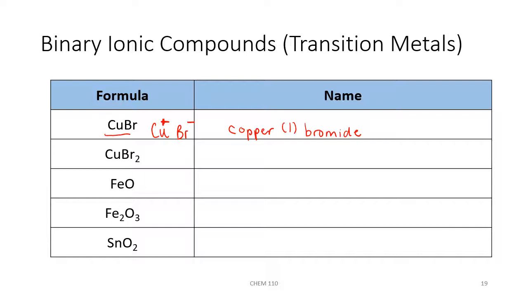For the next one, the chemical formula is CuBr2. So if we start with the anion, which is the bromine, we know it has a -1 charge.